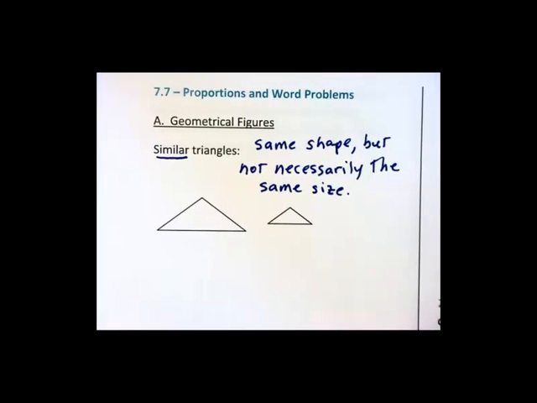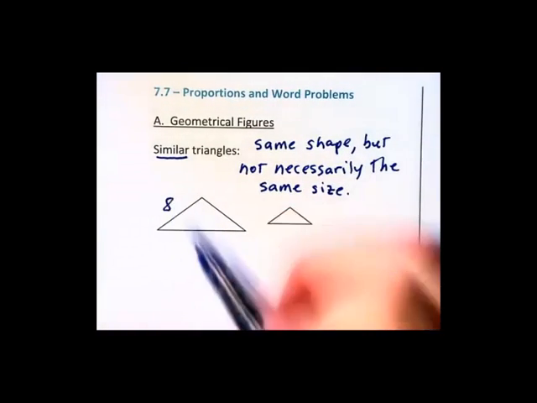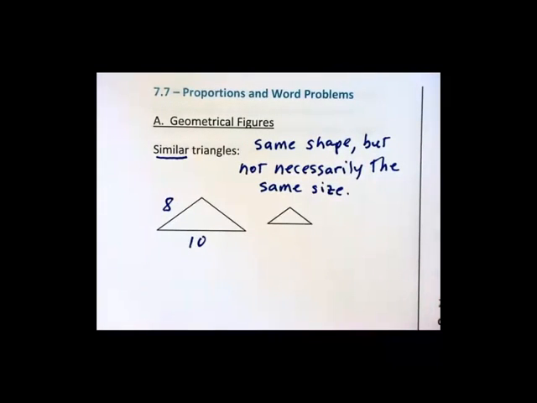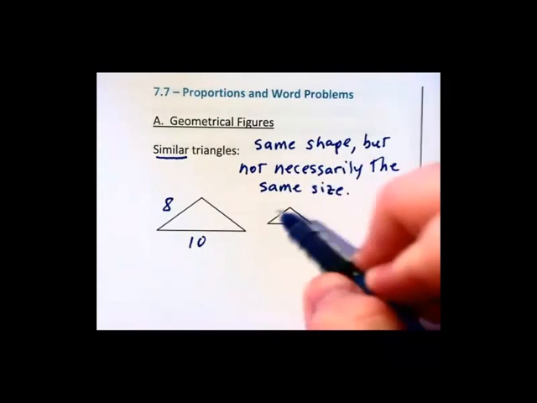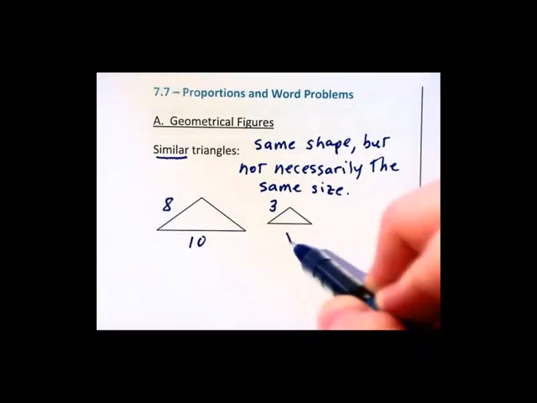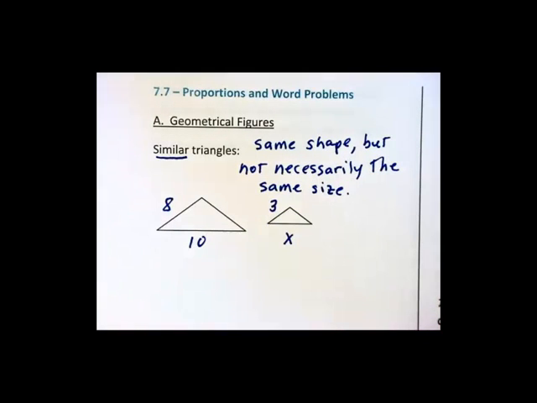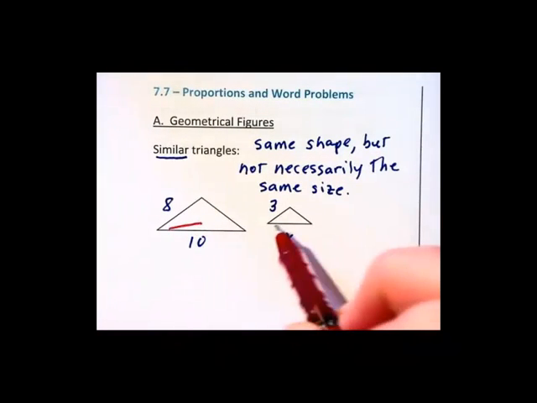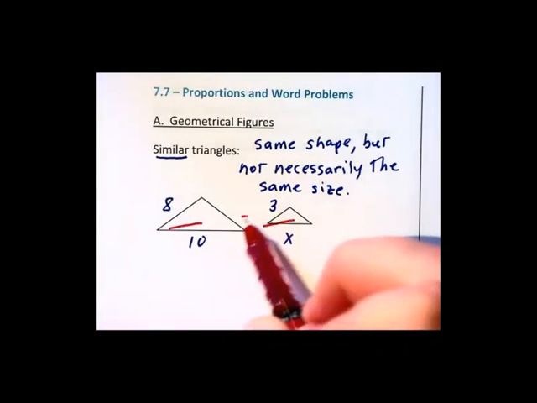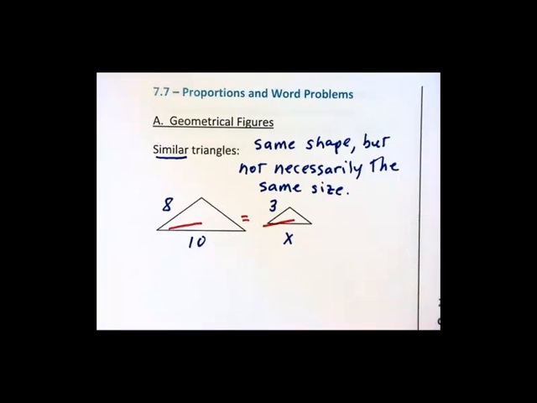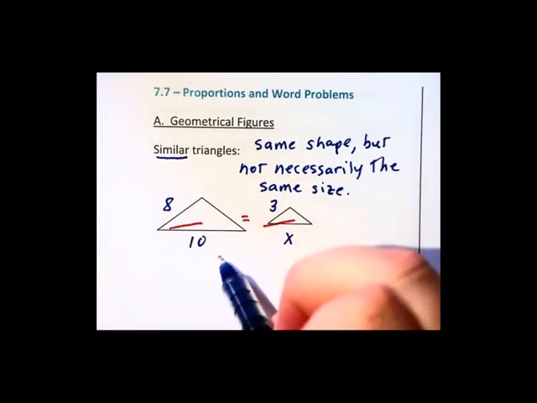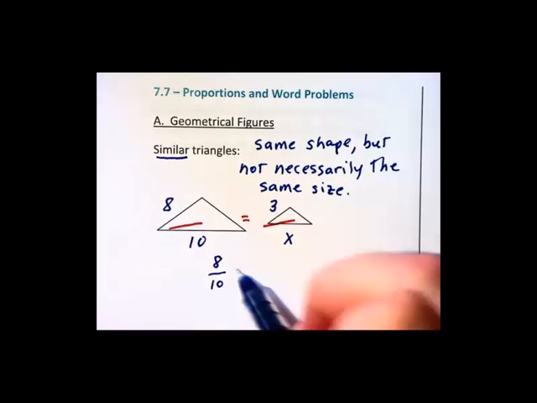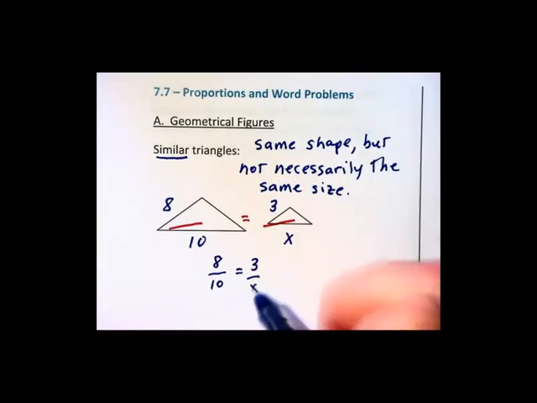Now let's make up some numbers here. Let's say I give you that two sides of the first triangle are 8 and 10, and two sides of the second triangle are 3 and x. Notice how I have the two triangles lined up so that corresponding sides match up with each other. I'm going to just draw a line in to line these up and have a proportion set up that way. This way I can have 8 over 10 equals 3 over x.